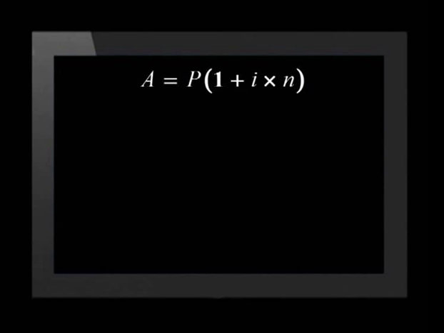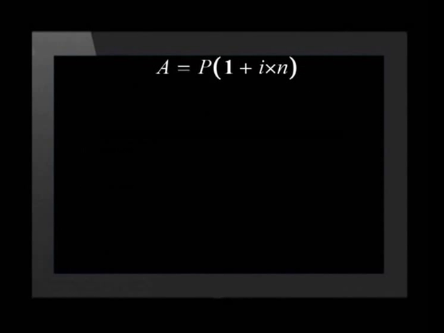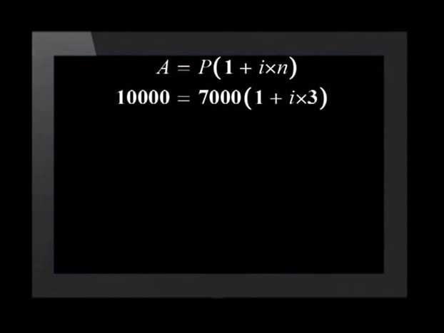Even though we are calculating the interest rate, we still follow the same process. Let's start by filling in the values we know. A is 10,000. P is 7,000. I we don't know yet, and N is 3. Substitute this into the simple interest formula and we get 10,000 is equal to 7,000 times, open bracket, 1 plus I times 3, close brackets.